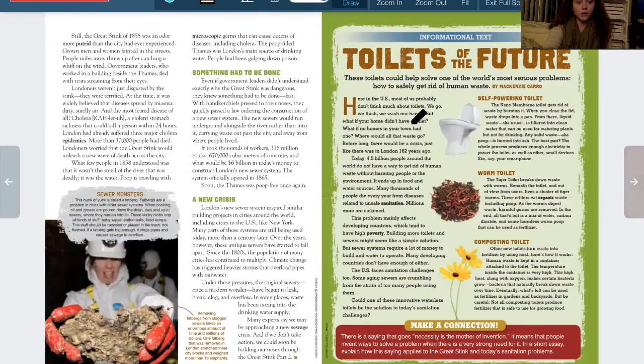All right, so I have one more picture here. Like I said, those always capture my mind first. So let's talk about sewer monsters with this picture and these captions. Sewer monster, this hunk of yuck is called a fatberg. Fatbergs are problems in cities with older sewer systems. When cooking oil and grease are poured down the drain, they end up in sewers where they harden into fat.